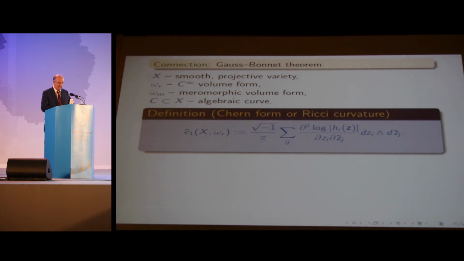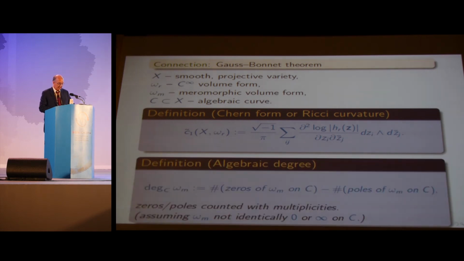Then the differential geometer would consider the Chern form or the Ricci form that comes out of this. It is this expression. I will not use exactly what it is, so it doesn't matter too much if you don't want to remember. And an algebraic geometer, well, since we're algebraists, we are more simple-minded, we just count. So then I just look at this omega m, I count the number of zeros of this on the curve C, and subtract from this the number of poles.